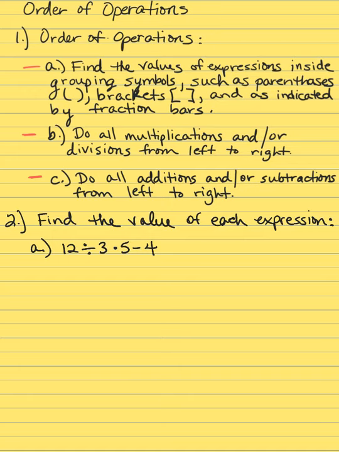So 12 divided by 3 would become 4. And you bring down the part that you haven't done yet. Keep going. Now we multiply. You multiply before you add or subtract. So 4 times 5 is 20. And then the last step is do all additions or subtractions. Well, the only thing we have left is subtraction. So 20 minus 4 is 16.